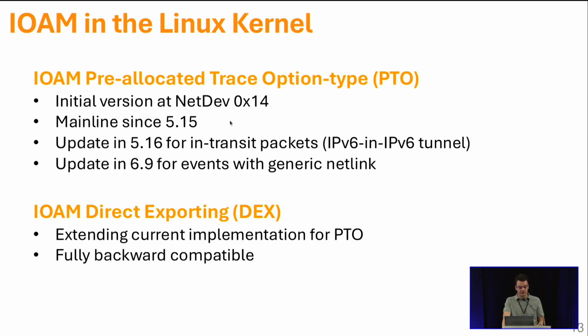It was subsequently improved in 5.16 to support in-transit packets with the IPv6-in-IPv6 tunnel. Finally, it was updated in 6.9 for using generic netlink events. For this presentation, we will focus on the implementation of direct exporting, which relies on the existing one for the preallocated trace option type, while ensuring backward compatibility.